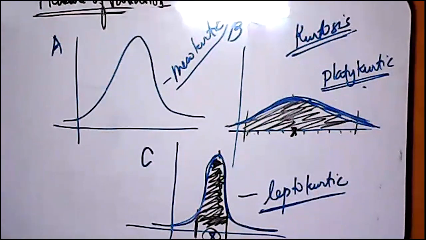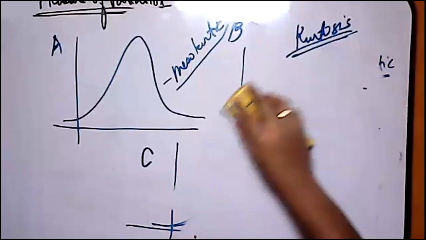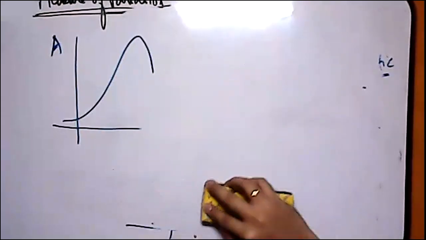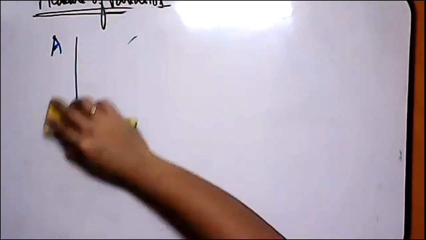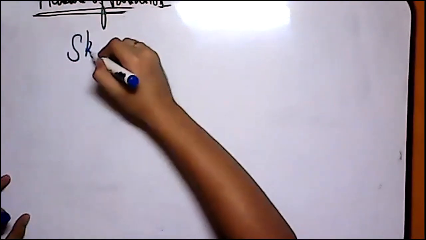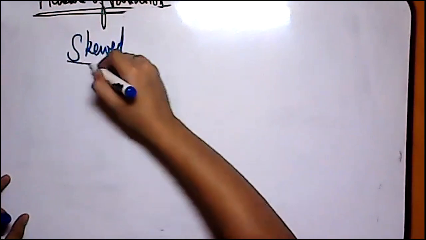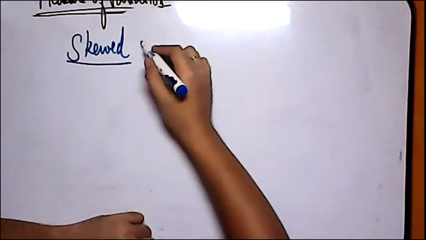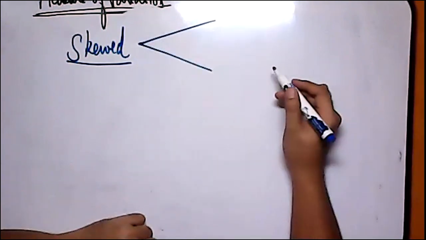Now, previously, I mentioned skewness. When your data is not normally distributed, what you have is a skewed distribution. And there are two types of skewed distribution.